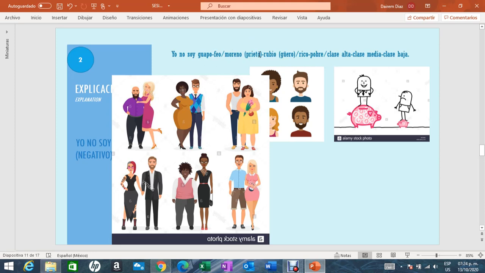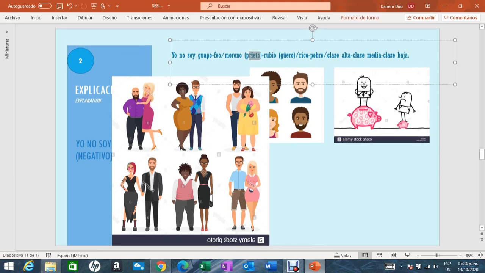Then we have, remember that I said prieto is a word that is very common here in Mexico, but that I recommend not to use because it could be offensive for some people, so you better say moreno. Then we have rubio. Rubio is a word that we use for blonde people, white people, and they are also called güero. Güero is a good word, you can use it, nobody gets offended. Then you can say yo soy güero, yo no soy güero. It's much more common here in Mexico to say güero instead of rubio for white or blonde people.